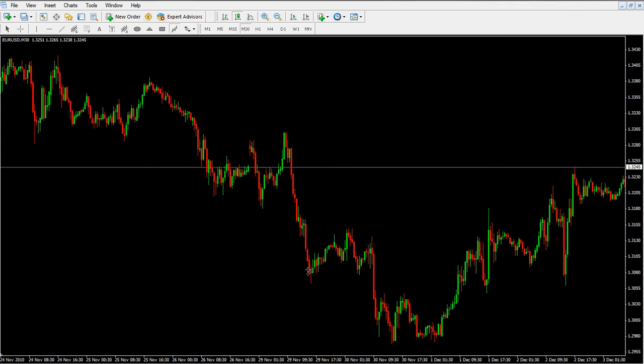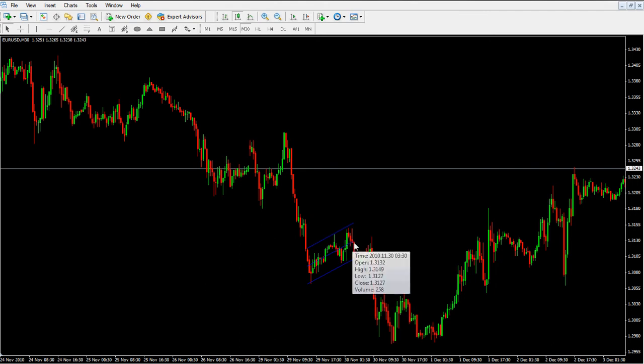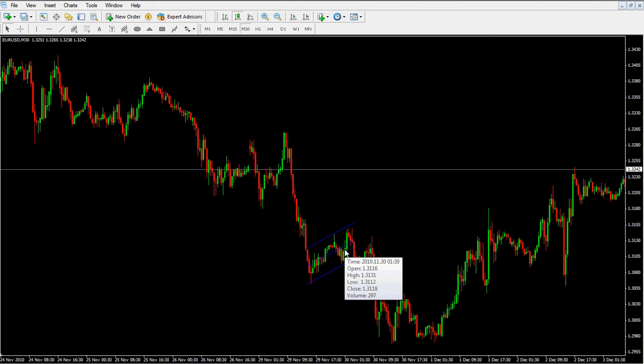Let's talk about flags, which I also call small or medium channels. It depends on what kind of time frame we are looking at. Right now, I am pointing at an example of a flag. So what are flags exactly? Most likely, a flag will be a change or a stop in a trend direction.